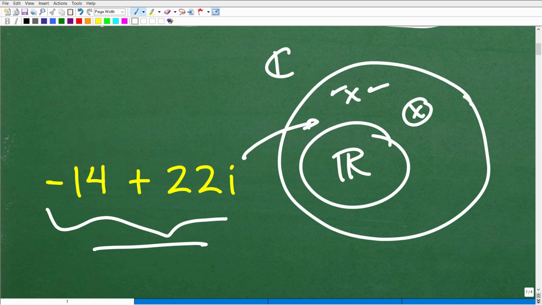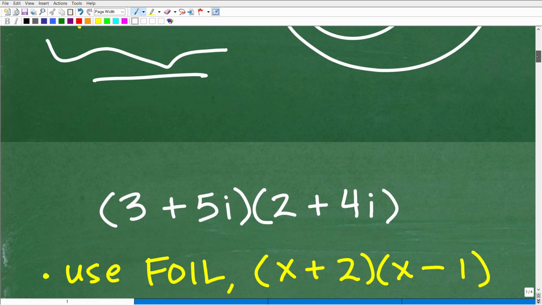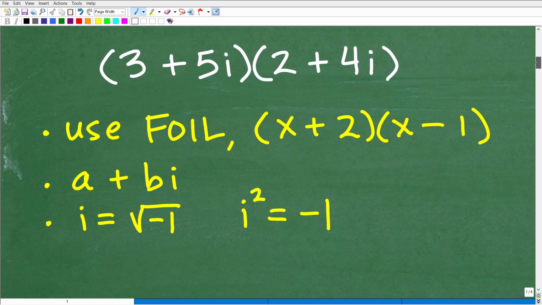What you need to know specifically is, how do you find the product of complex numbers? Now, there are other operations you need to know, like how to add and subtract, but we're going to focus on multiplying complex numbers, and let's get into the problem right now.